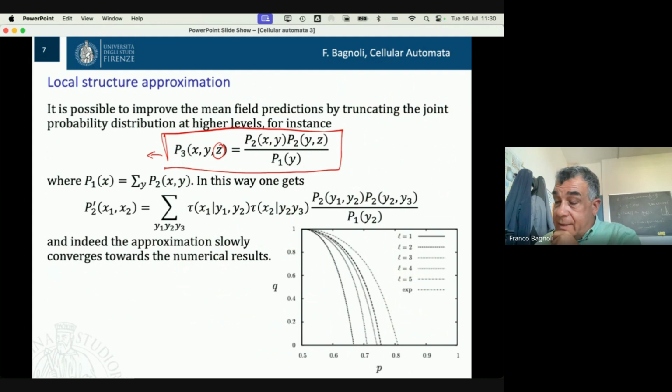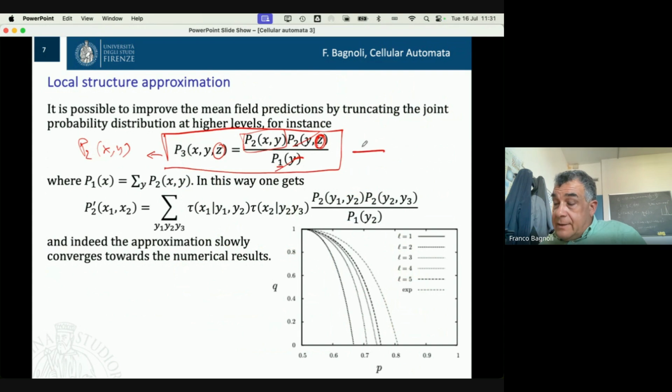So if we sum over z, we should have P2 of x and y. And actually, if you sum over z, you get P1 of y, which simplifies, and so you have P2 of xy. This is just a necessary condition, but one could find other forms of the probability distribution of the extension. For instance, there is another one which is called the minimum entropy extension, which sometimes gives better results. But for the Domany-Kinzel model, this works quite well. And so you see here the results of the computation.